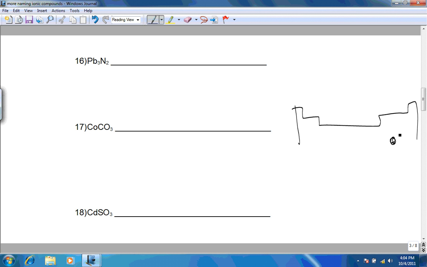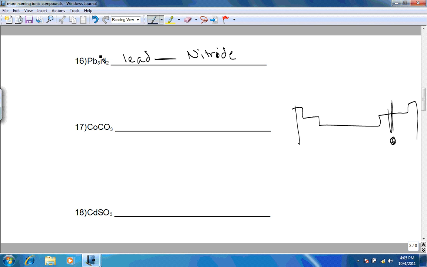When you look on the periodic table, even though it's in those top stacks, you notice that we don't have a charge right there. That means that you do actually have to tell somebody what the charge is. So it's going to be lead, and we're going to have a Roman numeral there because you can't just look at the periodic table and figure it out. And then nitrogen, take the root of it, which is nit, and we're going to end it with IDE instead, so nitride rather than nitrogen.